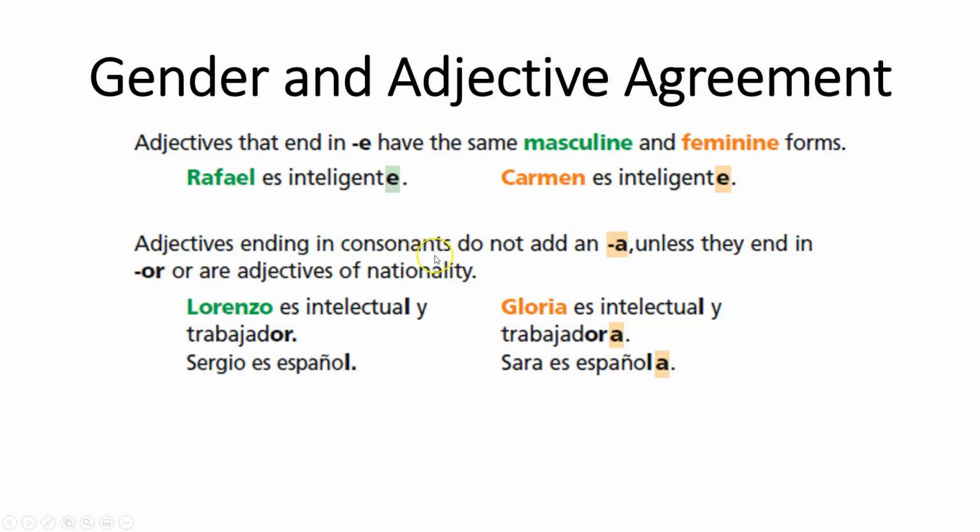Adjectives ending in consonants. Remember, consonants are any letter that's not A, E, I, O, or U. Don't add an A unless there's an or, right? Or an adjective of nationality. So Lorenzo, that's a guy, es intelectual. Notice there's no O at the end. He's smart. Y trabajador, and a hardworking guy. Sergio es español. So that means he is from Spain. He is Spanish. Gloria es intelectual. Notice no A. Y trabajadora. So you added A to the or to make trabajadora, hardworking girl. Sara es española. Sara is a girl from Spain. She's a Spanish girl.